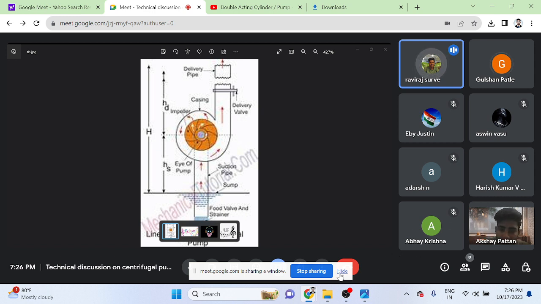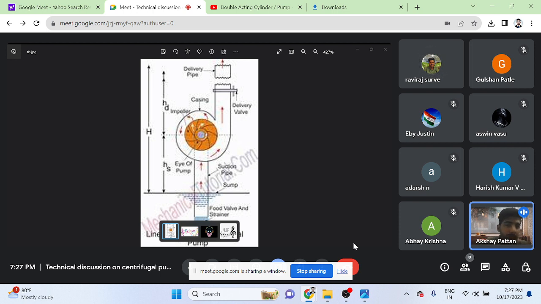We use a lantern ring to provide water over the gland packing. Yes, there is a lantern ring provided. There is a water passage inside that, from the pump which is pumping the fluid. Water is sent inside that to cool down the gland packing, to prevent overheating of it, right? Am I correct or wrong? Yes, correct.